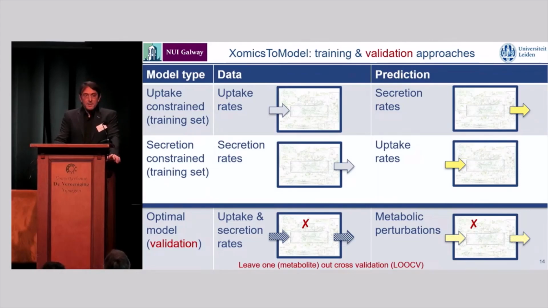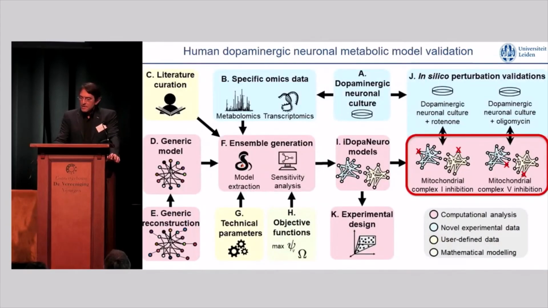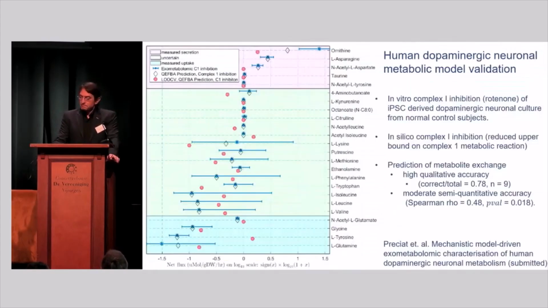Then to validate it, we took separate data that wasn't used at all during the training phase from perturbed neurons, so uptake and secretion rates again. And so here we did leave-one-out cross-validation. The perturbation data was mitochondrial complex 1 inhibition and complex 5 inhibition, and we had the corresponding in vitro data generated ourselves in Leiden as well.